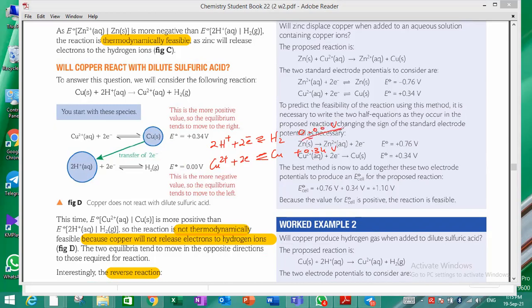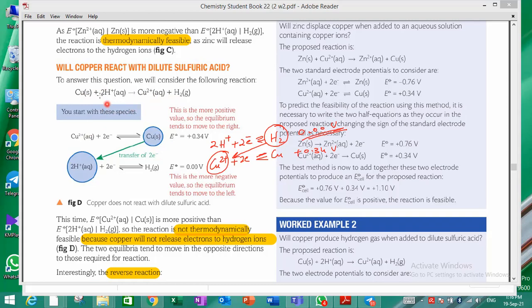This is the less positive, so I must write it upward. And this is the more positive, which should be written downward. This means that the species that lies on the upper right would react with the species that lies on the lower left, isn't it? So hydrogen gas would react with copper ions to give hydrogen ions and copper, not as they wanted us to find out.